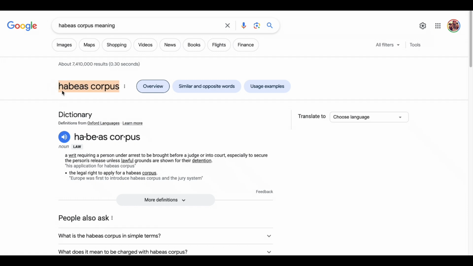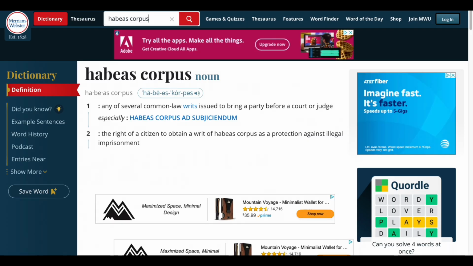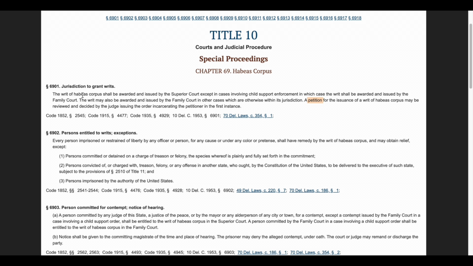It can be used for somebody in jail that's been held unlawfully. They have no evidence to hold you. They can file for a writ of habeas corpus. So you have a liberty that's being restrained. Let's see, any pretense whatsoever is what they say. A writ of habeas corpus shall be awarded and issued by the superior court, except in cases involving child support enforcement, in which case the writ shall be awarded and issued by the family court.